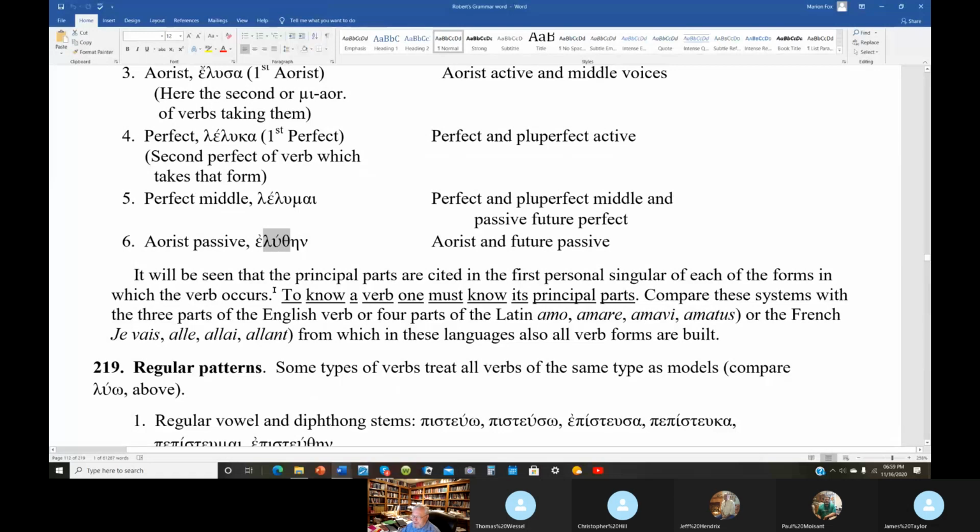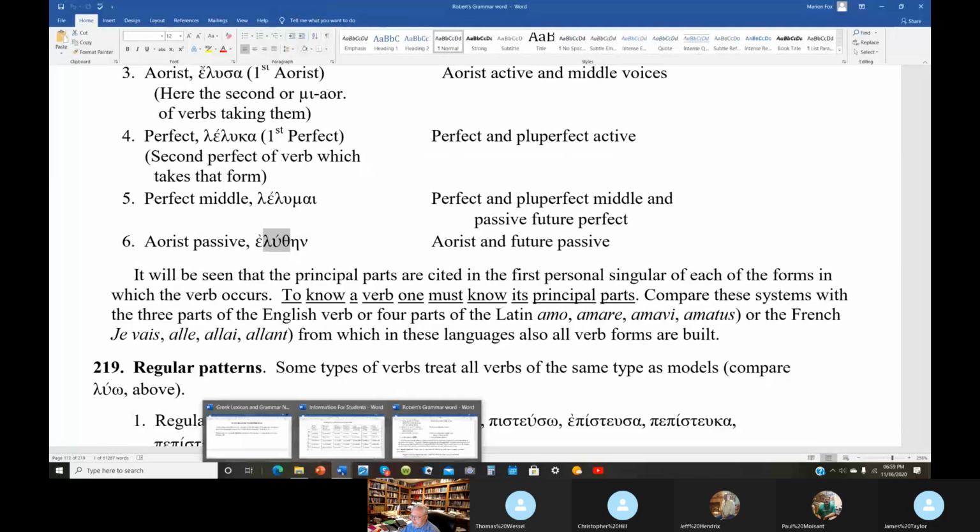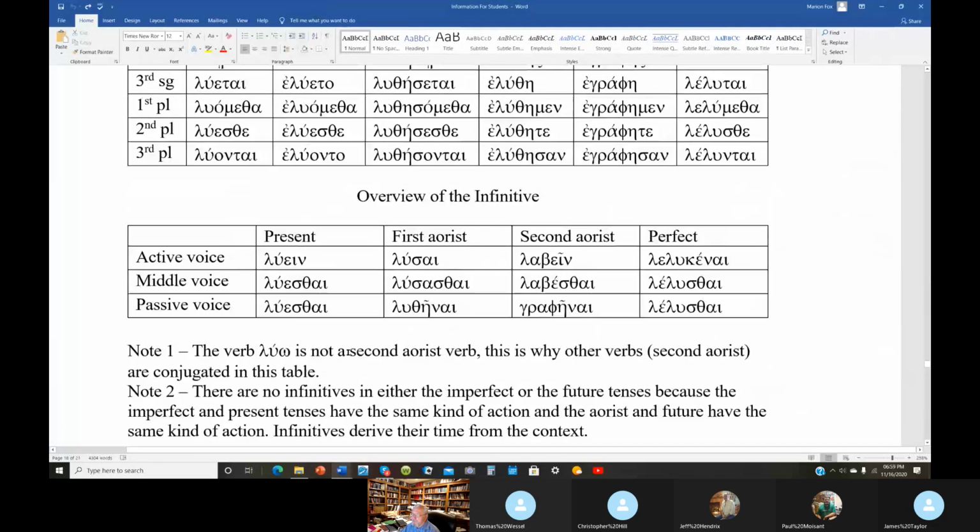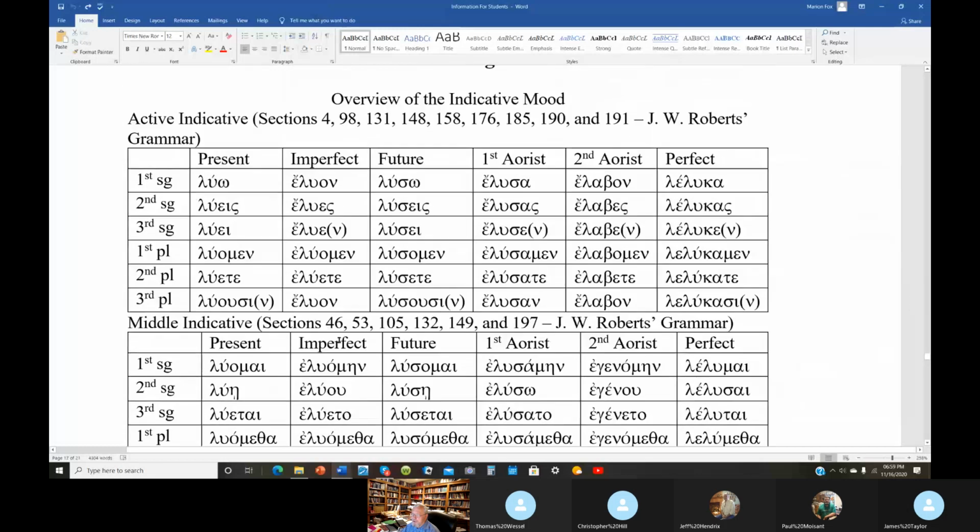And he tells us it will be seen that the principal parts are cited in the first person singular of each of the forms in which the verb occurs. So if we take the first person singular, we'll always have that principal part in it of each of the forms. Let's go back and see what he's saying there. Okay, let's look at it. Let's go with this one right here. The first person singular, and you see it right there. There's your stem. You see right across. First person singular, there's your stem. There's your stem, first person singular. You see them right across there. All right.